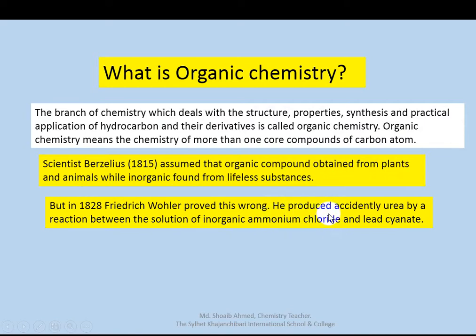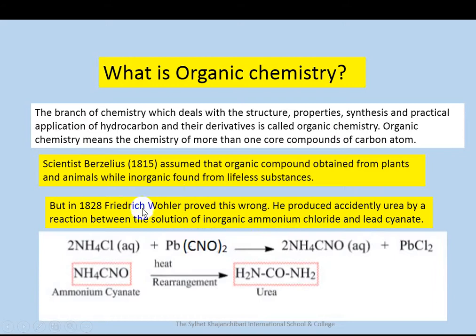He produced urea accidentally by the reaction between inorganic ammonium chloride and lead cyanide. Look at this reaction. Ammonium chloride and lead cyanide form ammonium cyanate. Then ammonium cyanate, when heat is applied, rearranges to form urea. This urea is an organic compound. So we have found an organic compound from inorganic substances.